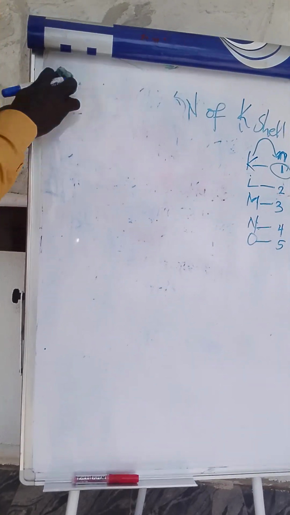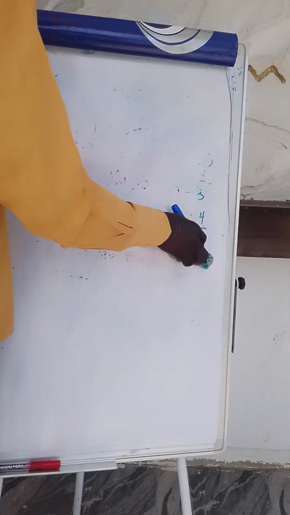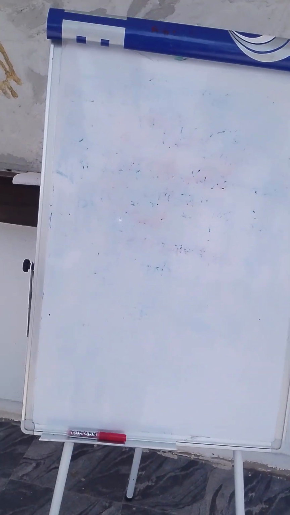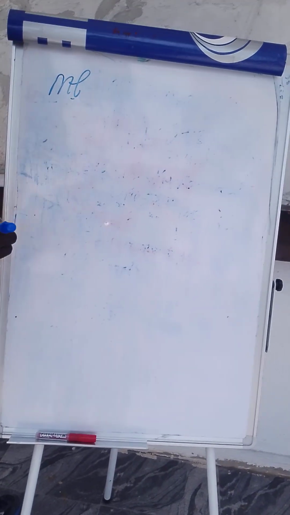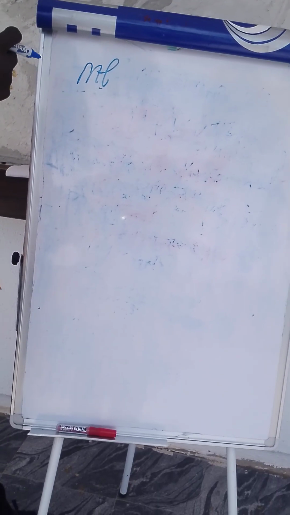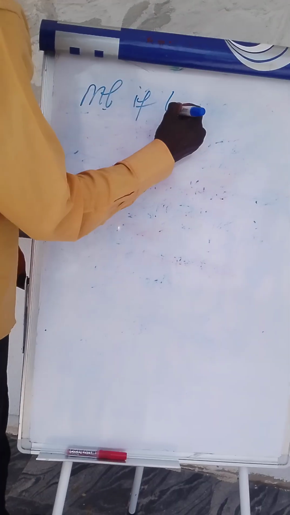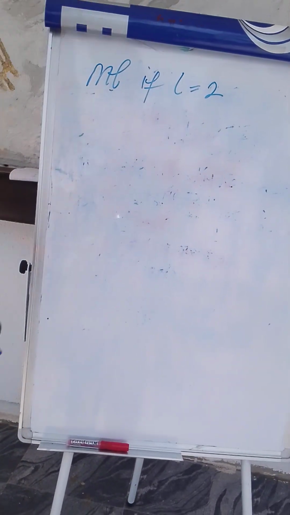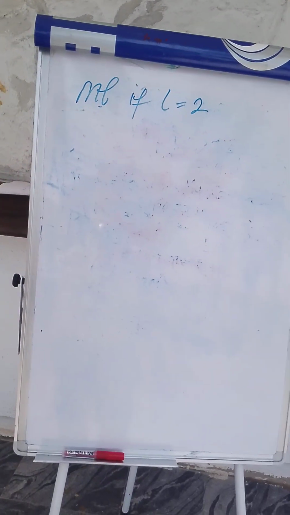Alright. I think we should do something on the one we did last. That's magnetic. So find the magnetic quantum number if azimuthal is 2. So I think we can do this one now. Find the magnetic quantum number if L is 2. This one is very simple.